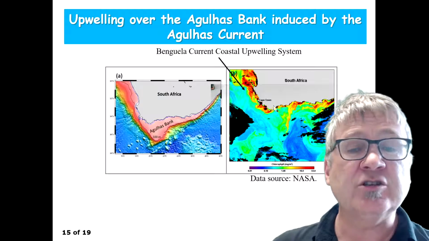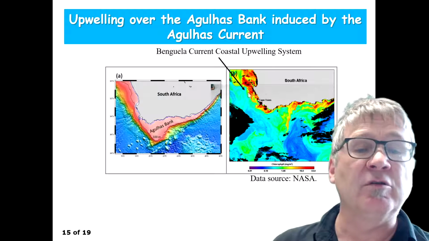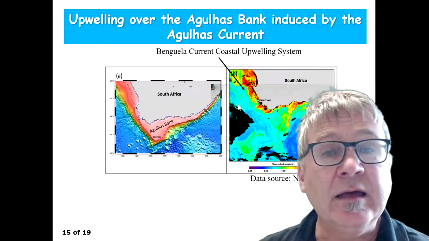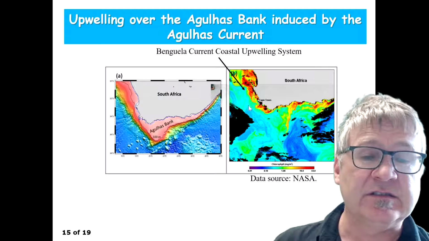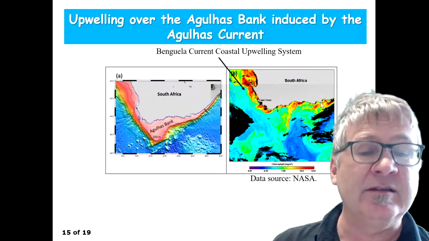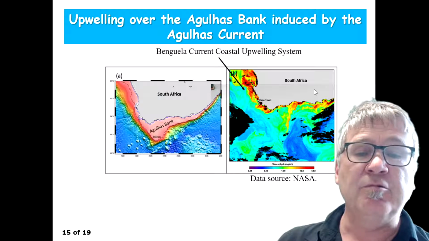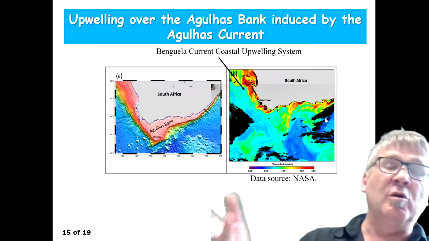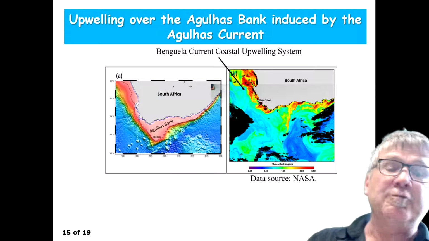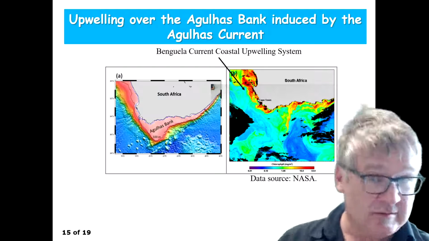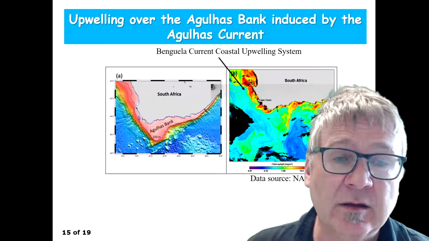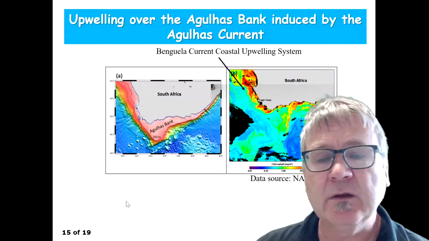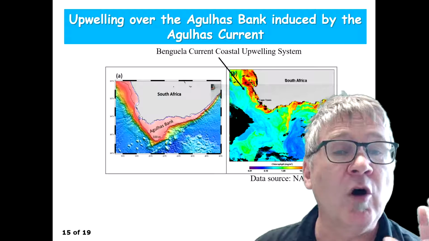productivity. Also shown here is the Benguela current coastal upwelling system, which will be discussed as part of the Atlantic Ocean lectures. So this is the connection to the Atlantic Ocean, but you can also see these regions here on the Agulhas Bank. Indeed, and it has a highly productive ecosystem there, with quite a yield from the fisheries. Okay, so this is upwelling over the Agulhas Bank.